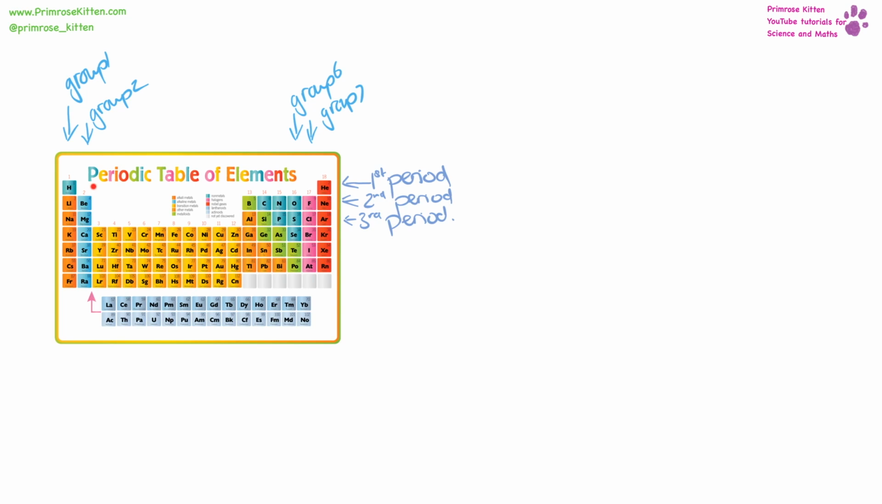Periods go across the periodic table. So here is our first period, the one that everyone always forgets because it's only got hydrogen and helium in. Here is our second period. Here is our third period, and the periods relate to the number of shells that things have. They also remind us how many electrons there are in each shell. So in the first period there are 2 elements, which means there are going to be 2 electrons in that shell. In the second period there are 1, 2, 3, 4, 5, 6, 7, 8 elements, which means there are going to be 8 electrons in that shell.